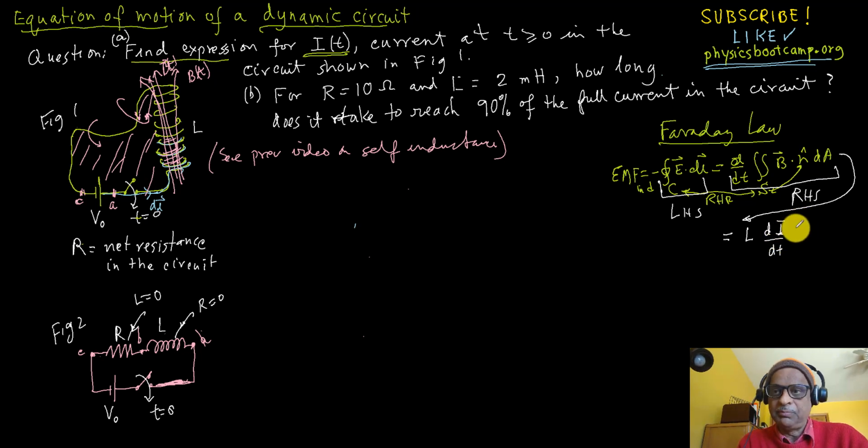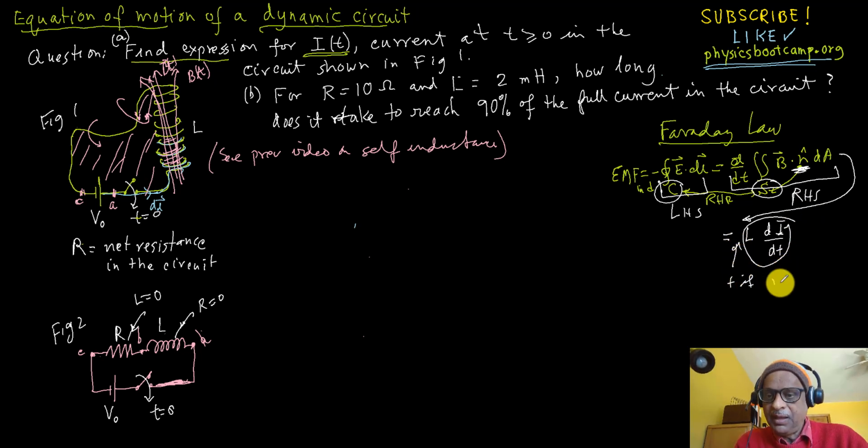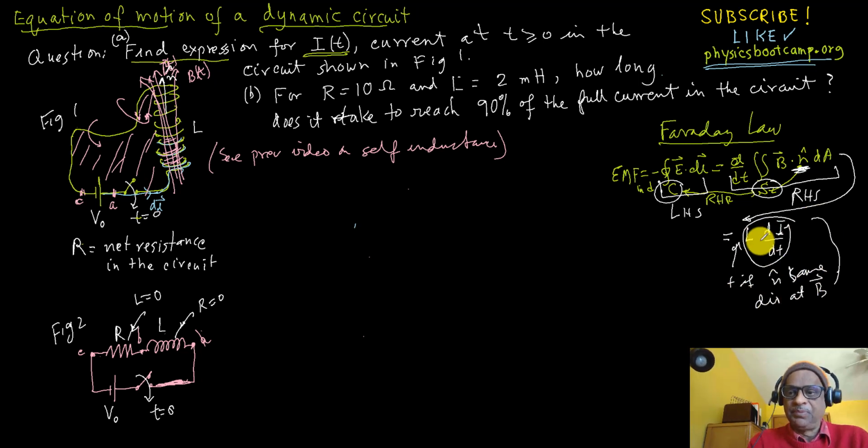The sign is very important. If you do all of this and the n hat is correctly chosen, then you'll have a positive relationship. This is positive if n hat, which is this way here, is in the same direction as B. So the sign is very important. Actually, people can mess up the sign.